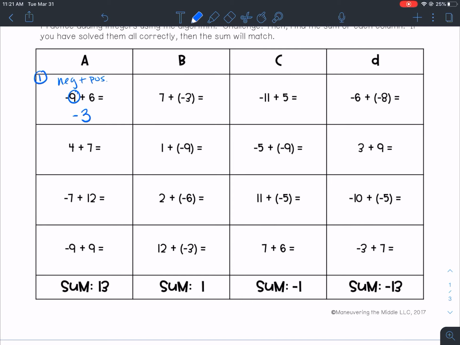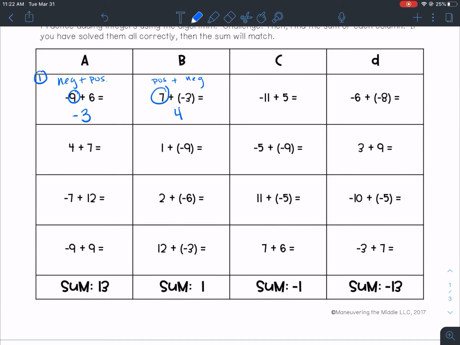I have 7 plus -3. So I have a positive plus a negative. I'm going to think about the song. Same signs? Nope, not the same signs. Different signs? Yes. So different signs subtract. 7 minus 3 is 4. Take the sign of the larger number. We're going to ignore that negative. 7 is still larger, so it stays as a positive. So my answer is positive 4.